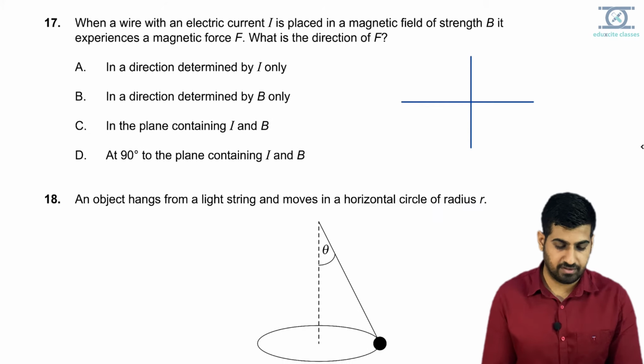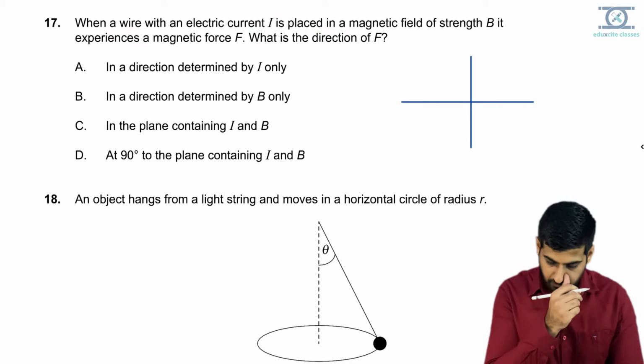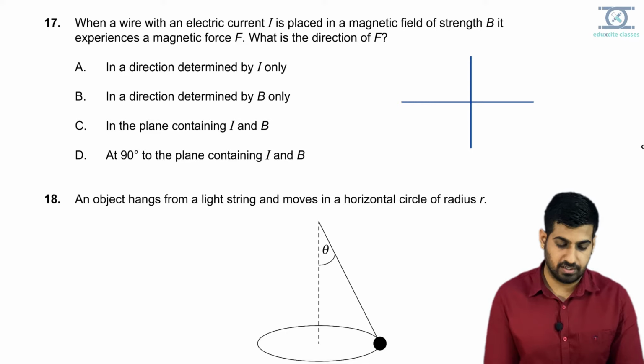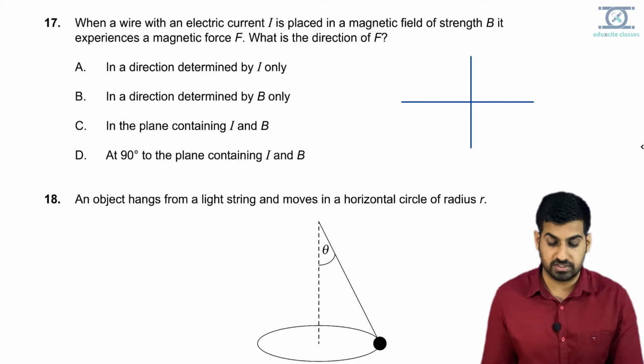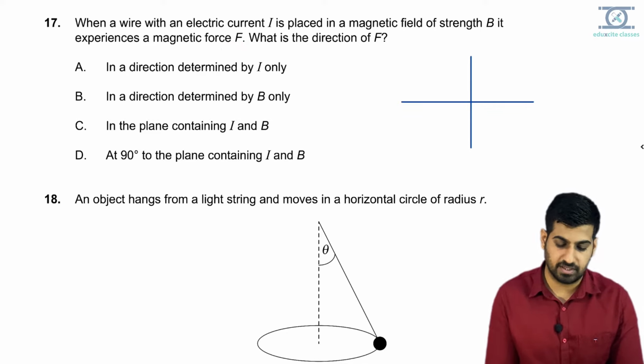Okay, question number 17. When a wire with an electric current I is placed in a magnetic field of strength B, it experiences a magnetic force F. What is the direction of the force? So it is a direct Fleming's left hand rule.